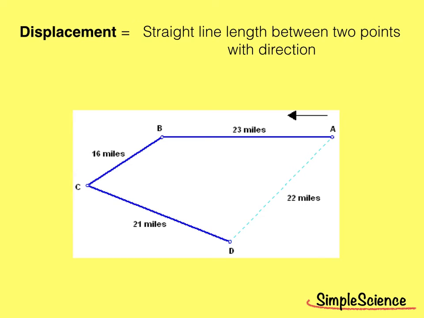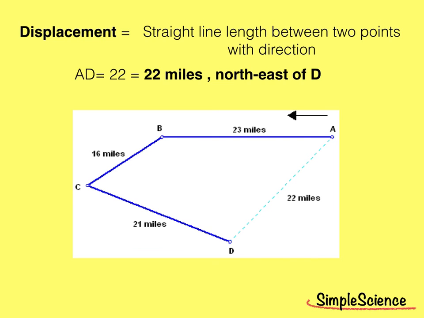So I'm going to use D as the reference point and A as the point that I'm going to measure my displacement to. So from D, the displacement is northeast of D. So it's 22 miles northeast of D. Okay? So that is the difference between displacement and distance.